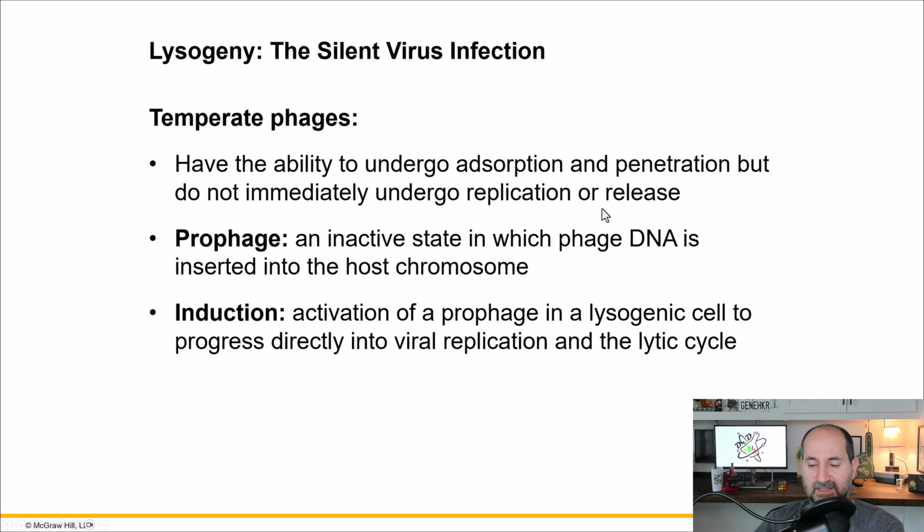This is because they can enter the lysogenic life cycle. Remember, where the prophage forms, the viral DNA integrates into the bacterial host genome and allows the host to replicate. And every time the host replicates and copies itself, it also copies the viral genome, the prophage. This is to say until there's an induction. This means that the prophage becomes activated, and this will lead to viral replication and the lytic cycle.